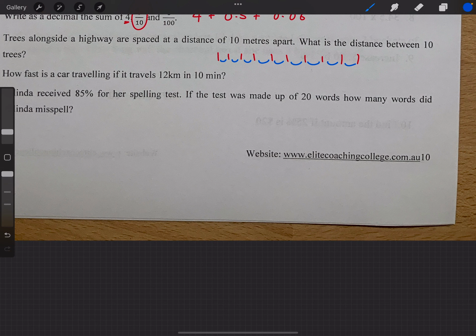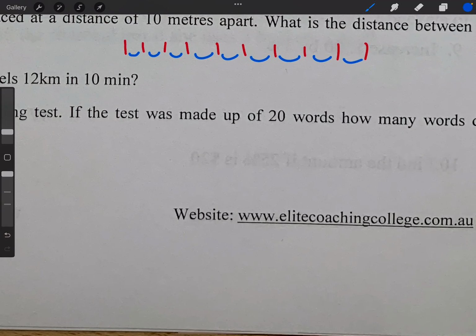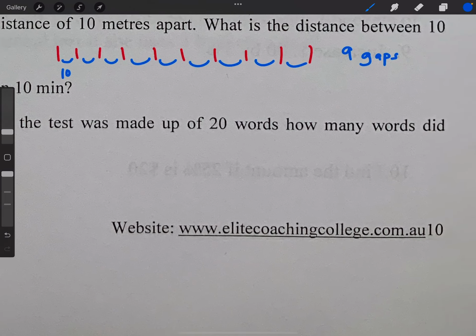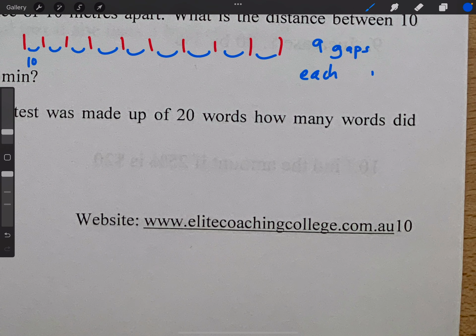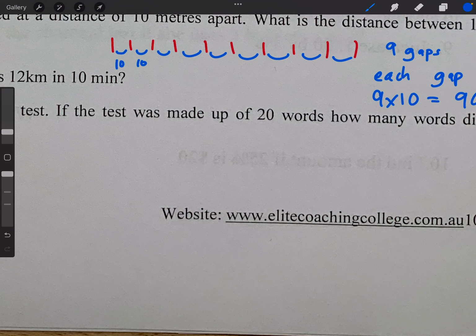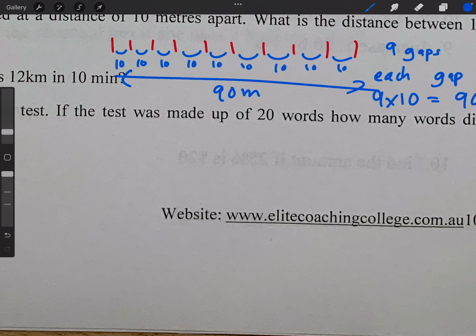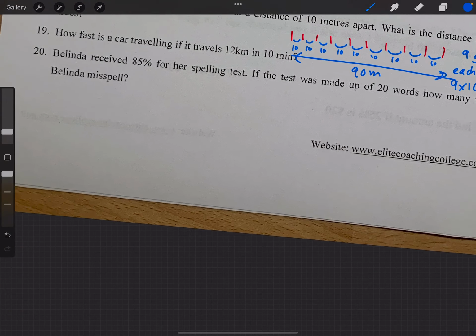Now it says, what's the distance between the 10 trees? Well, each gap is 10 meters apart. So how many gaps have we got? We've got 9 gaps. Each gap is equal to 10 meters wide. So 9 times 10 will give you 90 meters. So that's 10, 10, 10, 10, 10, 10, 10, 10, 10. So altogether you have 90 meters distance, isn't it? There you go.